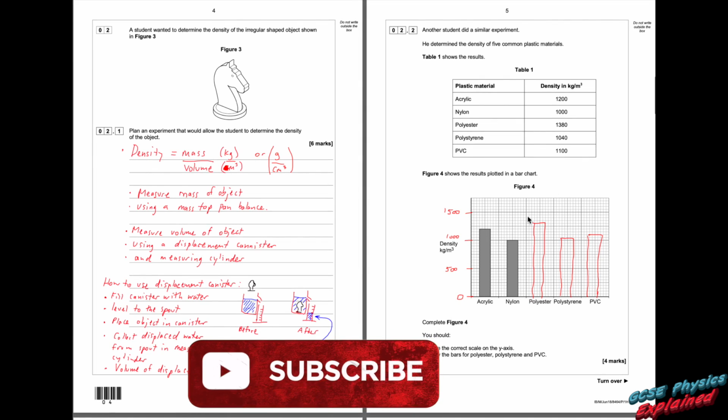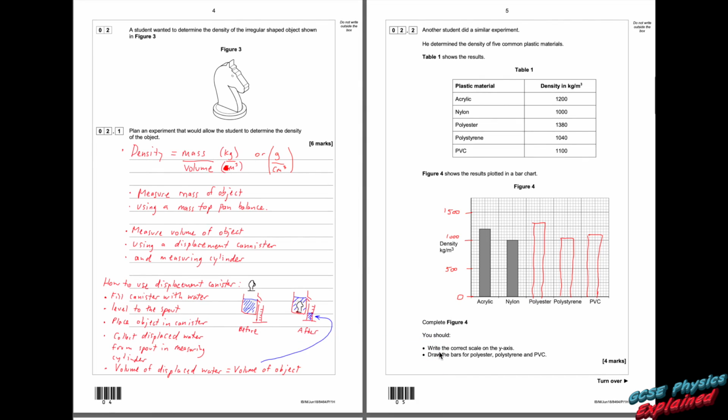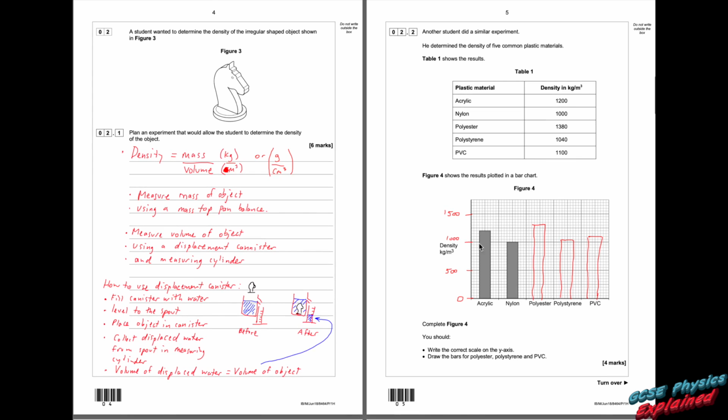Complete figure 4, which is a bar chart. You should write the correct scale on the y-axis, draw the bars for polyester, polystyrene and PVC. So they've already put the acrylic and the nylon on. Acrylic is 1200, nylon is 1000. Nylon goes up to that line there, so that line there is obviously 1000. So that's obviously 0, and then you've got 500, 1000, and then that'll be 1500. If acrylic is 1200, then every one of these is 50.